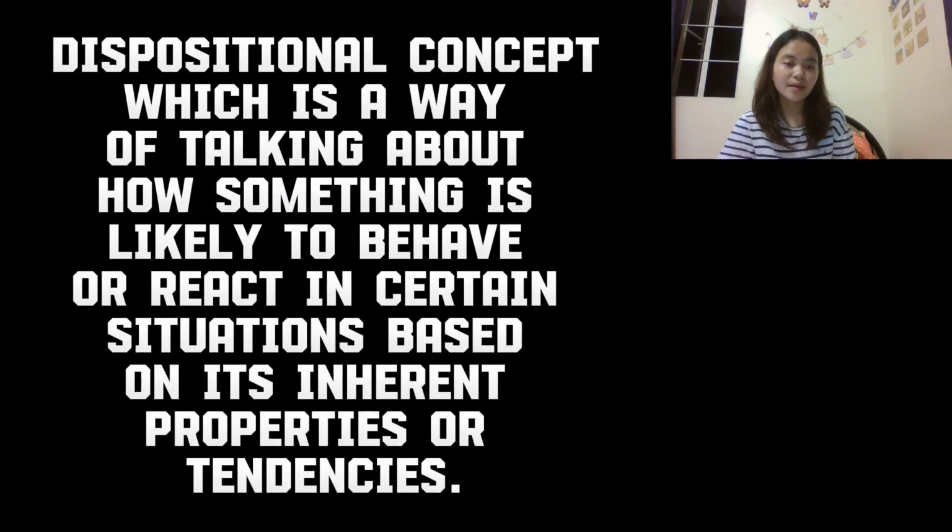In philosophy of science, the concept of scientific theory is theoretical because it involves abstract ideas and principles that underlie the scientific endeavor. Let us now move forward to the third concept, which is called dispositional concept, which is a way of talking about how something is likely to behave or react in certain situations based on its inherent properties or tendencies. It describes the potential behaviors of things even when those behaviors aren't currently happening. Examples of these are elastic, magnetic, and temperature.